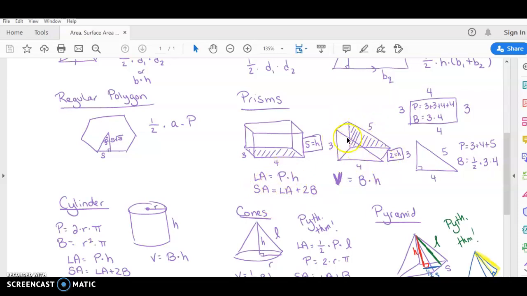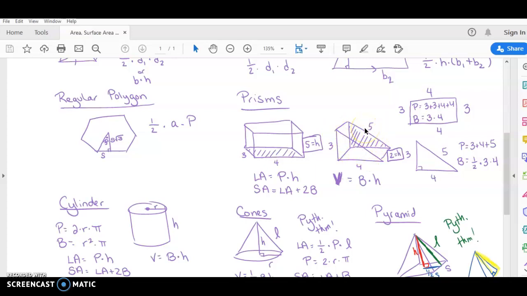This guy's a triangular prism. This triangle is your base. So when you find the area of this, you're going to do the area formula, 1/2 times 3 times 4. All right. The perimeter of the base would be these 3 sides added together, 3 plus 4 plus 5.